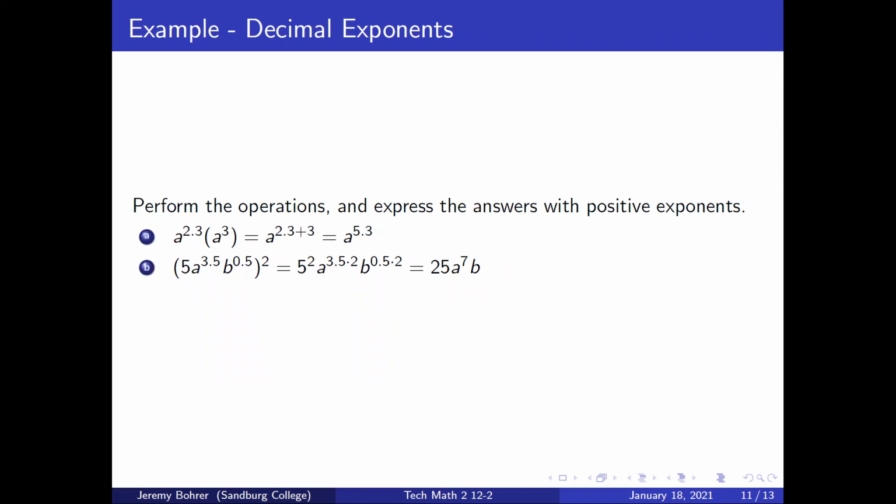Perform the operations and express the answers with positive exponents. A to the 2.3 times a to the 3 is a to the 2.3 plus 3, which is a to the 5.3. 5 times a to the 3.5 times b to the 0.5 all squared is 5 squared times a to the 3.5 times 2 times b to the 0.5 times 2, which is 25a to the 7th b.